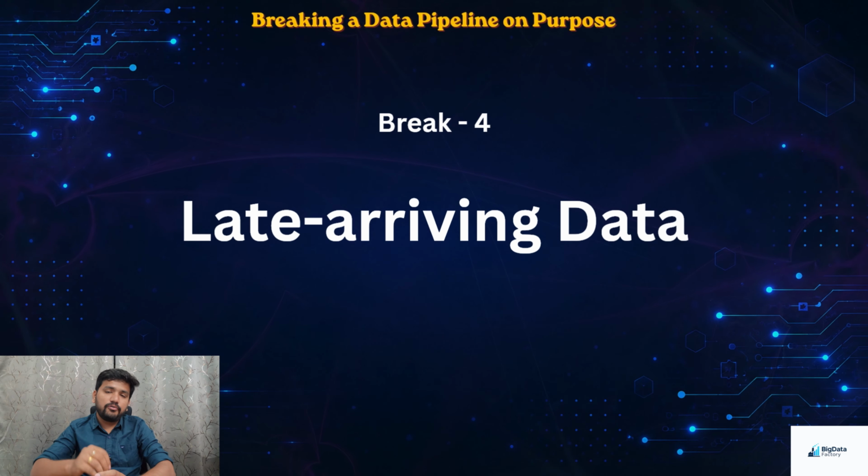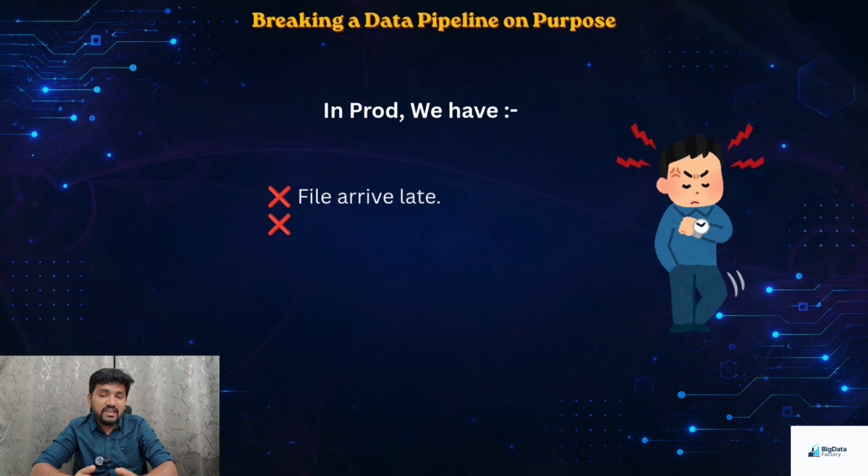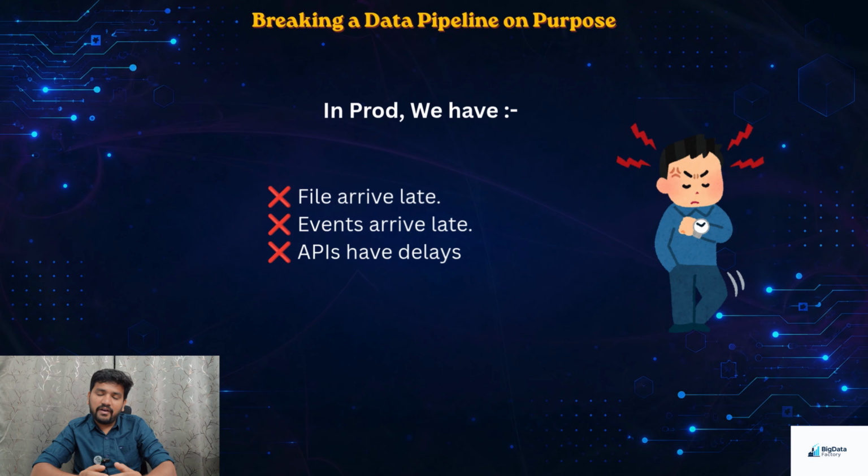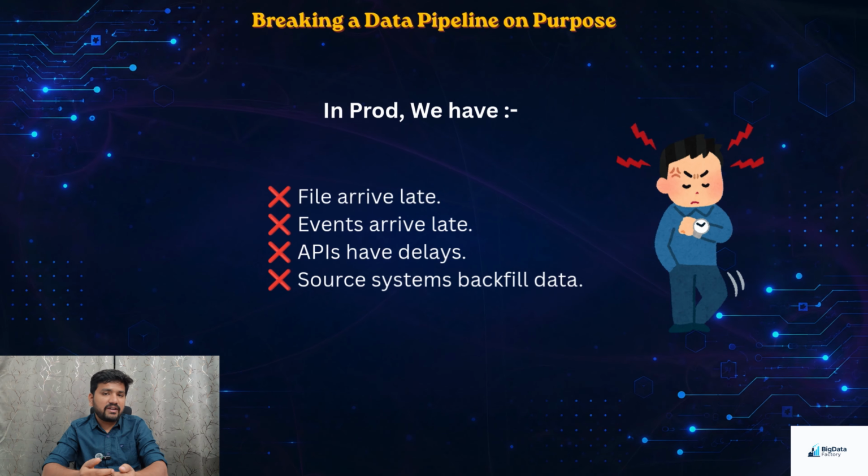Break number 4, late arriving data. Let's say yesterday's orders file arrived today. If our pipeline only processes today's file, yesterday's revenue will remain wrong. This happens all the time. Files arrive late, events arrive late, APIs have delays, source systems backfill data. So the question is, can our pipeline correct the past?